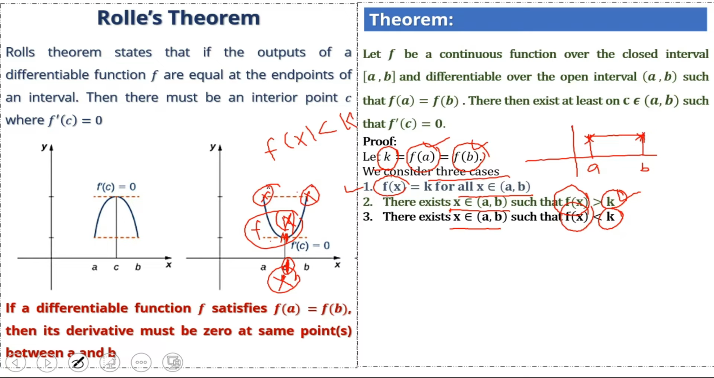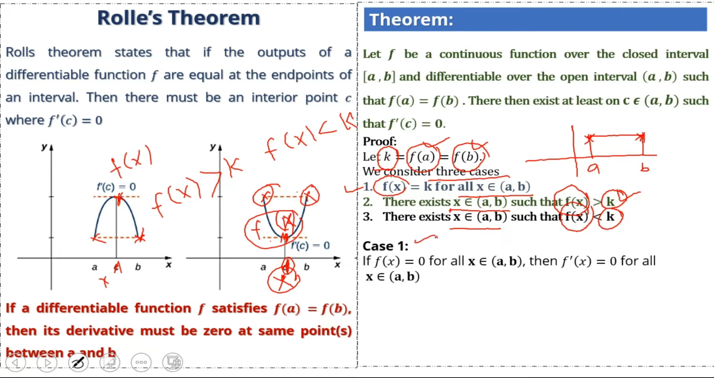And in this case we can see if this is x, at this point the value of the function is f of x, and the value of the function at the end point of the interval, here we can see the value of the function at x is greater than the value of the function at the end point of the interval. So we discuss all three cases one by one.